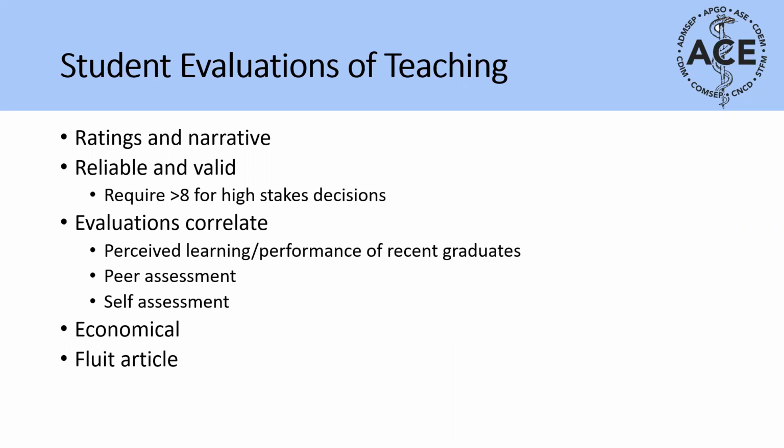There's literature that looks at how well these evaluations correlate with outcomes. And there's studies to show that recent graduates believe that the amount of learning that they had or their performance is associated with the quality of teaching. Student evaluations of teaching correlate with peer assessment as well as self-assessment. And now that we deliver these electronically, it's fairly economical. And in the guidebook, there is a reference to an article that has a comprehensive review of available evaluation instruments. Next slide.